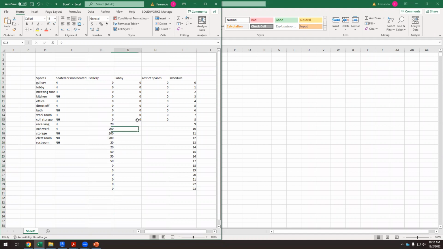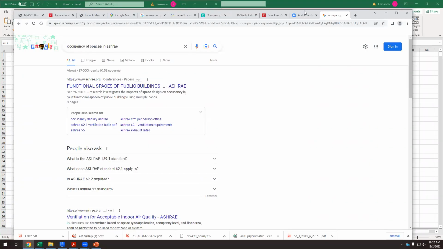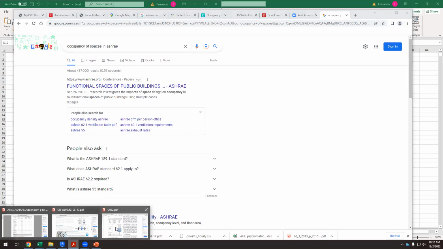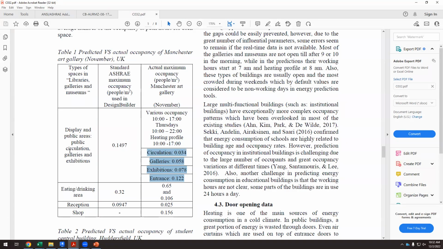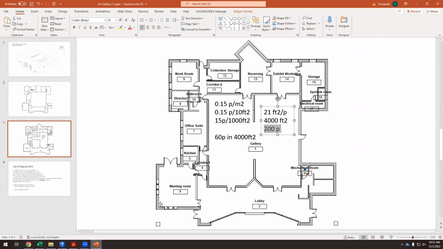What about the lobby? So the lobby is locked, and then at the beginning we can have like 5 people in the lobby preparing things, and when we have the exhibition, how many people in the lobby? According to this ASHRAE, this is for galleries, exhibitions, and public circulation areas. Okay, we're going to use this number. I use a different number for the gallery, but for the lobby, I'm going to use this 0.15 people per square meter, which is 15 people per 1,000 square feet in the lobby.